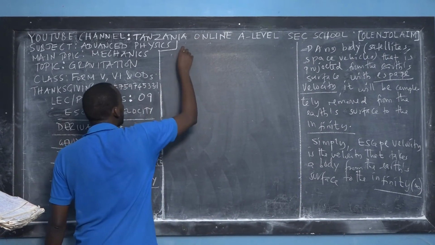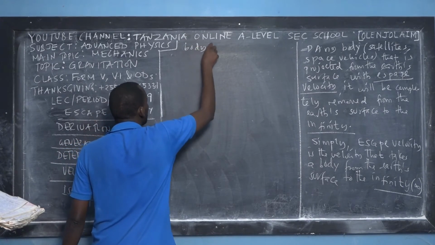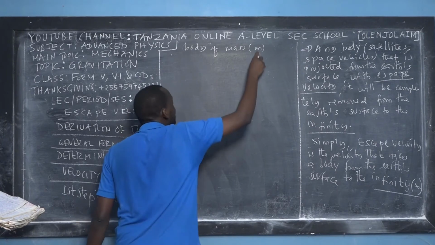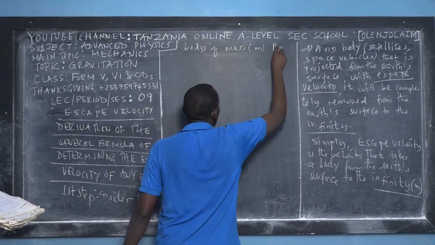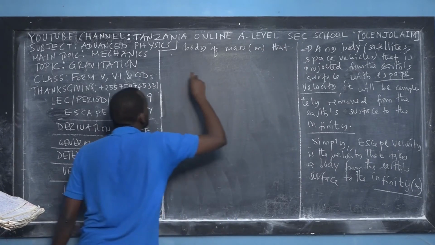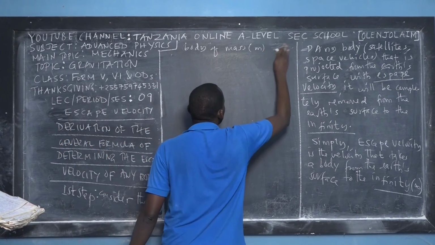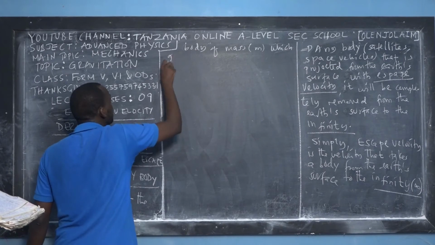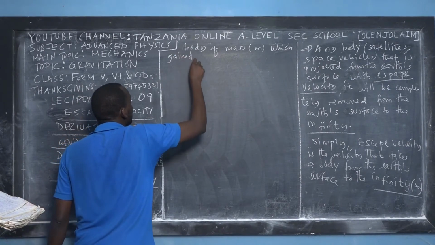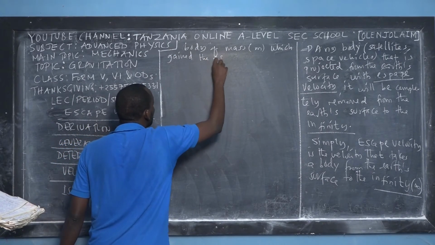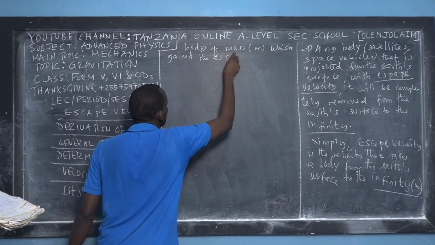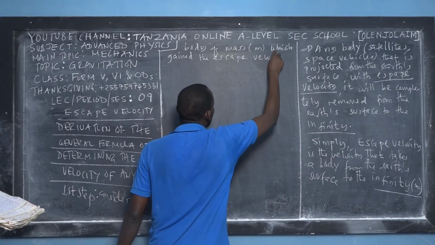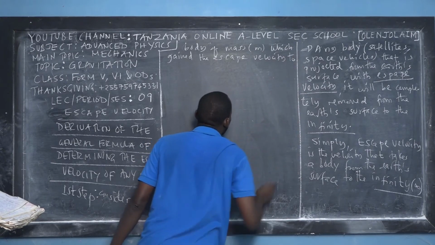Consider the body of mass m that revolves, or which gained, the escape velocity. Escape velocity to what? To infinity.